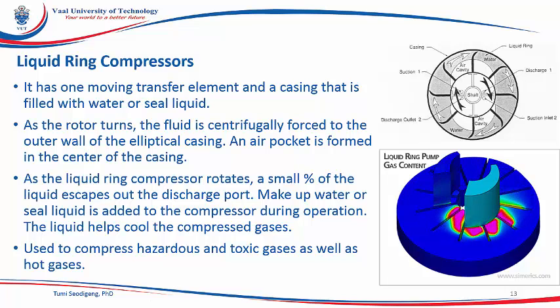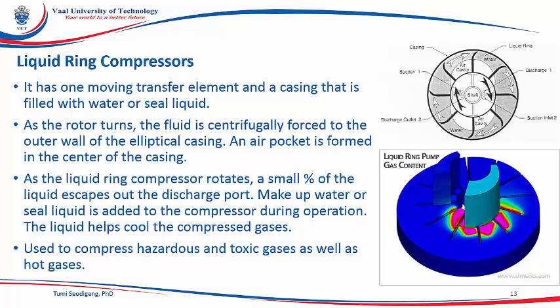Next in the design of rotary positive displacement compressors is the liquid drain compressor. This design has one moving transfer element and a casing that is filled with water or sealed liquid. As the rotor turns, the fluid is centrifugally forced to the outer wall of the elliptical casing and a gas pocket is formed in the center of the casing.